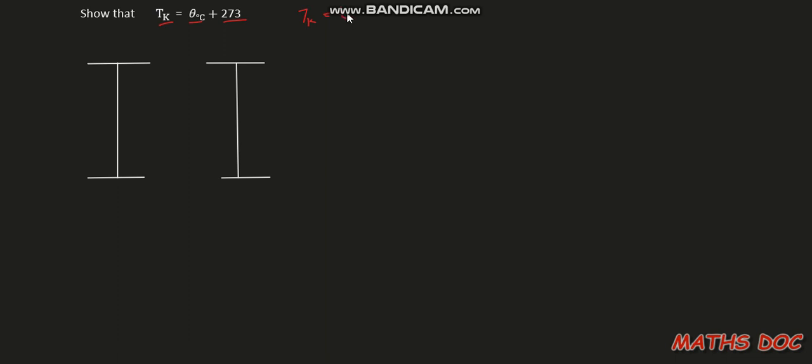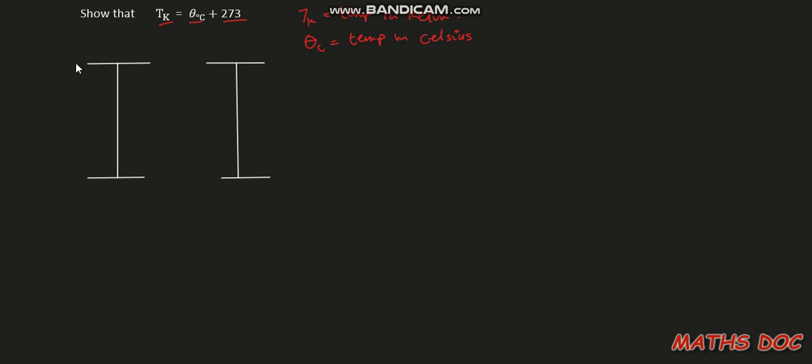TK equals temperature in Kelvin, right? And we know that theta C equals the temperature in Celsius. So what we have to show here is that temperature in Kelvin equals temperature in degrees Celsius plus 273. So with this scale of preference, we're going to have to carry out a conversion here.